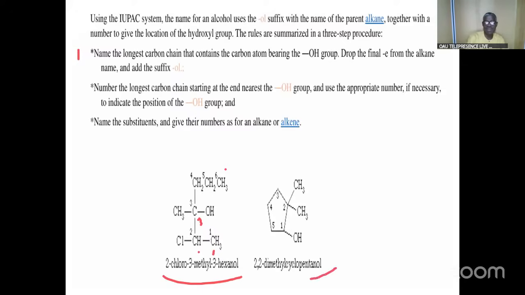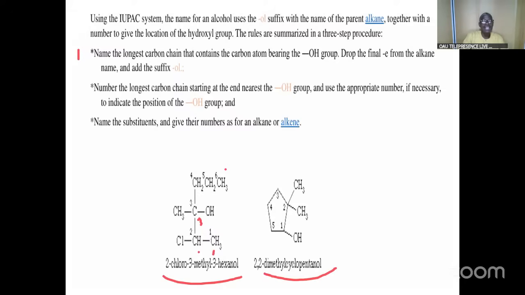Now let's look at the second example. This is a cyclic alkane, a parent alkane bearing OH. Since this is an alcohol, we start numbering from the carbon bearing the OH. So 1, 2, 3, 4, 5. And that means we have a di, because carbon 2 of this cyclopentane carries 2 methyl substituents on the same carbon, and therefore it is 2,2-dimethylcyclopentanol.